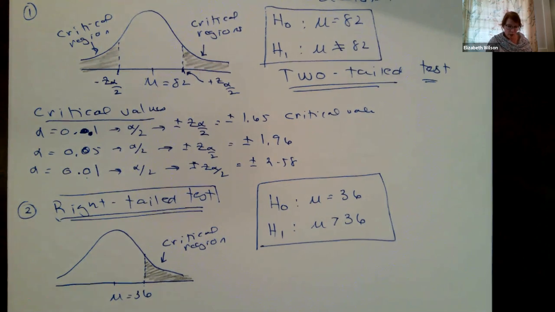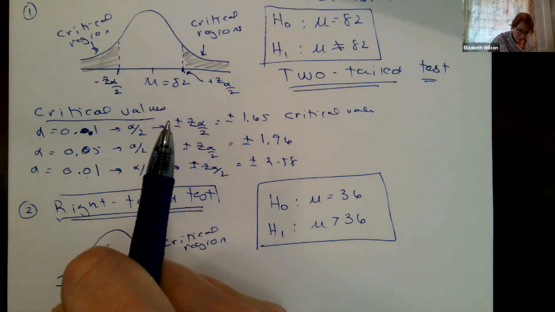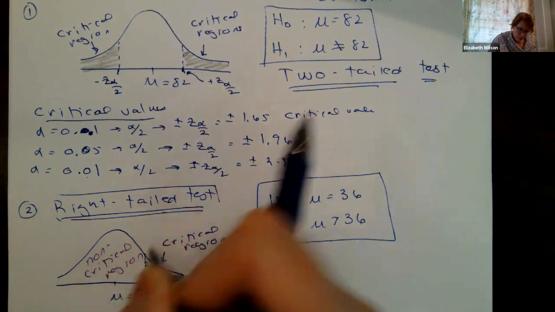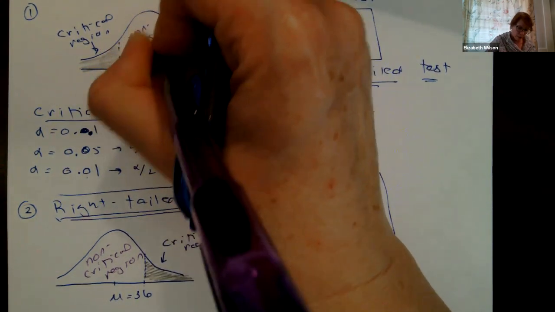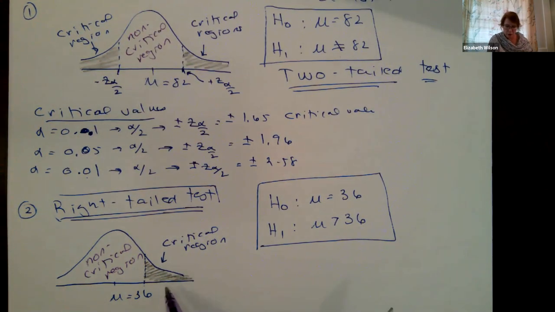Okay, so also let's write this out. I'll do this in a different color. This is a non-critical region. This is also a non-critical region. Okay, so the critical region is our shaded region that's defined by alpha or alpha over 2. Okay, the non-critical region is right in here. We're going to talk about how we're going to use these to make statistical decisions. Okay, so now this is that.